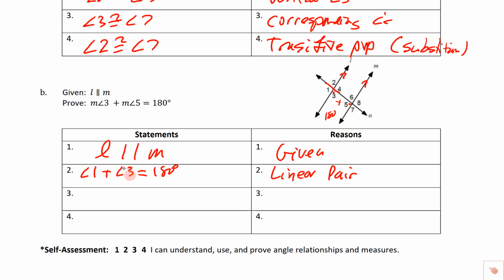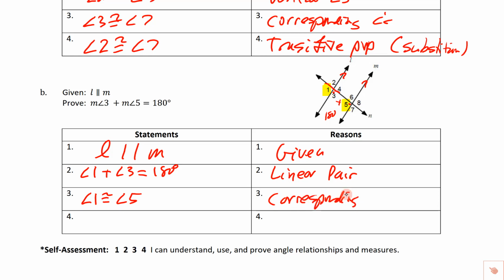The next thing we want to do is match this up and somehow have a bridge. We've got angle 3 mentioned so far. Somewhere we've got to have angle 5 mentioned here. Well, if you'll notice, angle 5 and angle 1 are corresponding, so we could actually make a statement about angle 1 and angle 5. We could say that angle 1 is equal or congruent to angle 5, and the reason for that is they're corresponding.